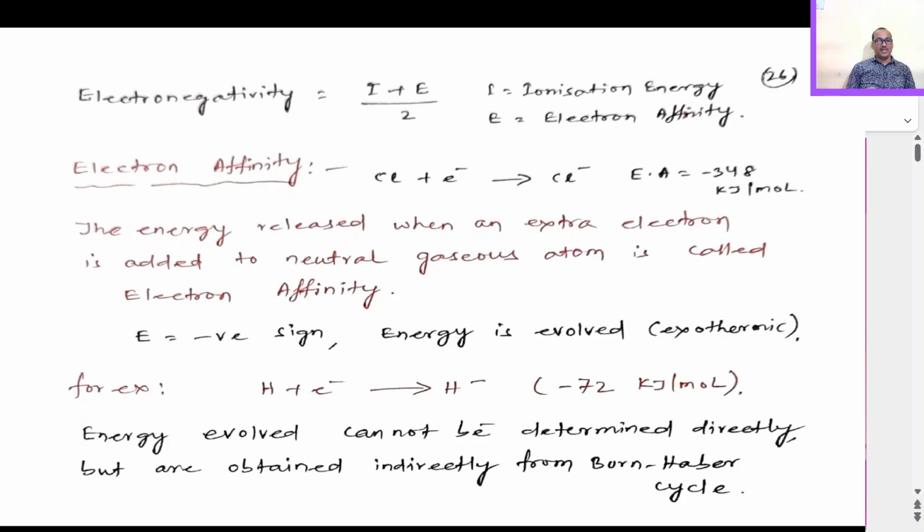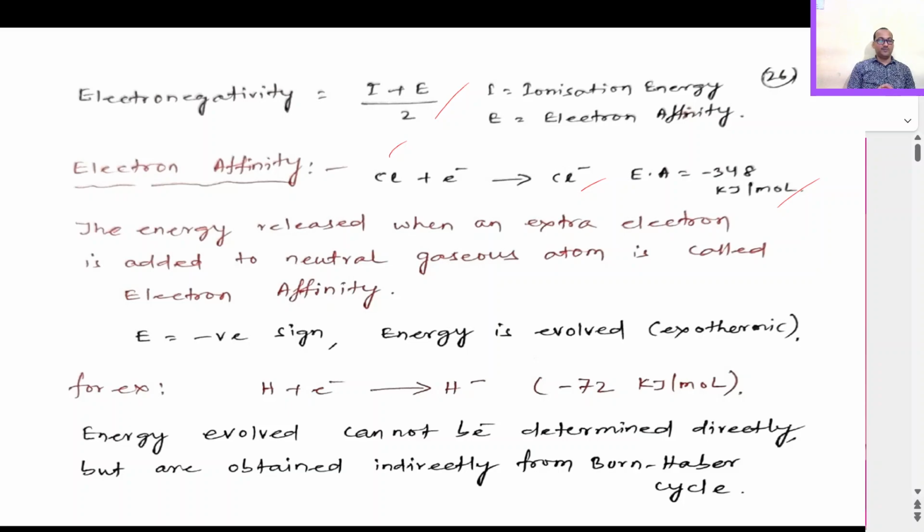Similarly, we can get the electronegativity value as the ionization energy plus electron affinity divided by 2. Then we need to know what is electron affinity. Suppose we have a chlorine atom, an electronegative element, and it accepts 1 electron. The electron is added, giving rise to Cl minus. The electron affinity is minus 348 kilojoule per mole.